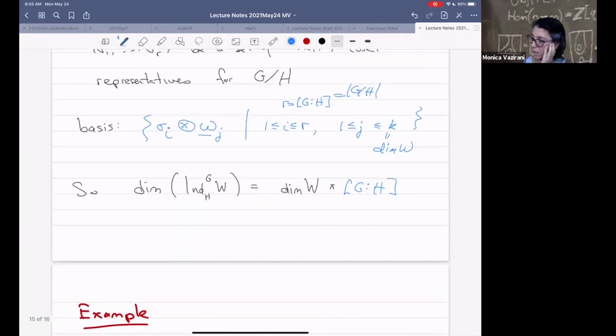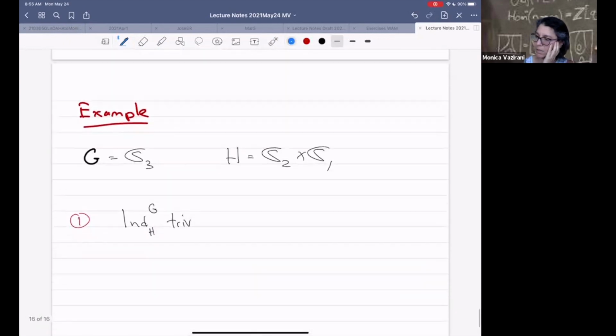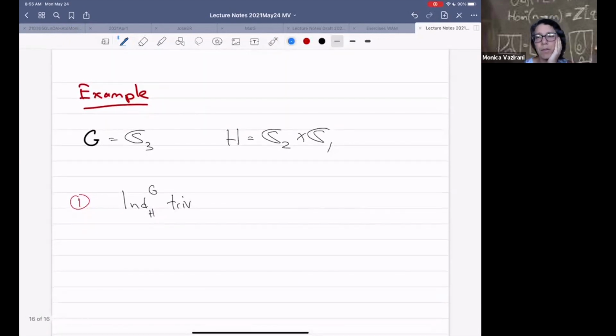Let's see, we only have 3 minutes left. Maybe now is a good place to stop and instead leave this example for the exercises: take the subgroup S2 cross S1 in S3 and induce up the trivial representation and actually write out the matrices for them. Okay, I will stop here.